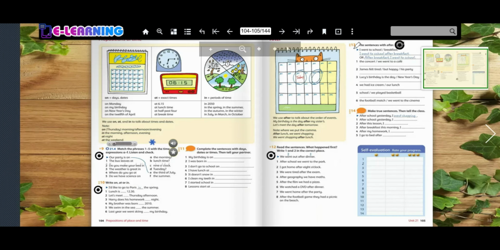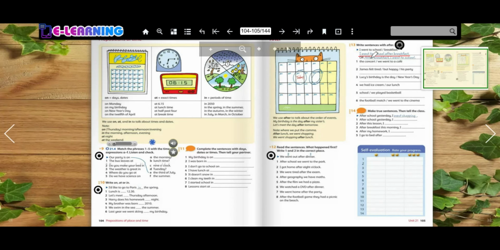All right, now we have exercise 13, write sentences with "after". So there is an example right here. I went to school, and breakfast. So we can write, I went to school after breakfast, or after breakfast, comma, I went to school. Okay, so please finish all six sentences in this exercise.